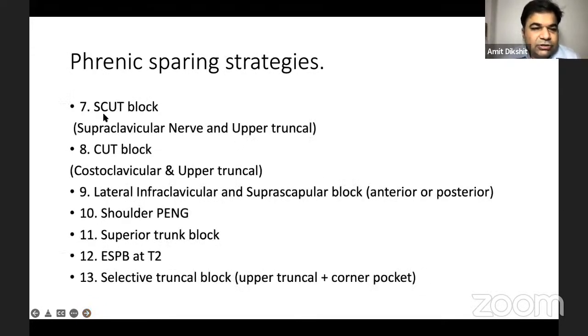There is a description about SCUT block, which is a combination of supraclavicular nerve block and an upper truncal block. There is also the CUT block, which is a costoclavicular plus upper truncal block. Lateral infraclavicular can be mixed with suprascapular. So these are going more and more towards the periphery. There is mention of shoulder block, superior trunk block, ESP at T2, and selective truncal block as I commonly practice, plus corner pocket. So various strategies are there.